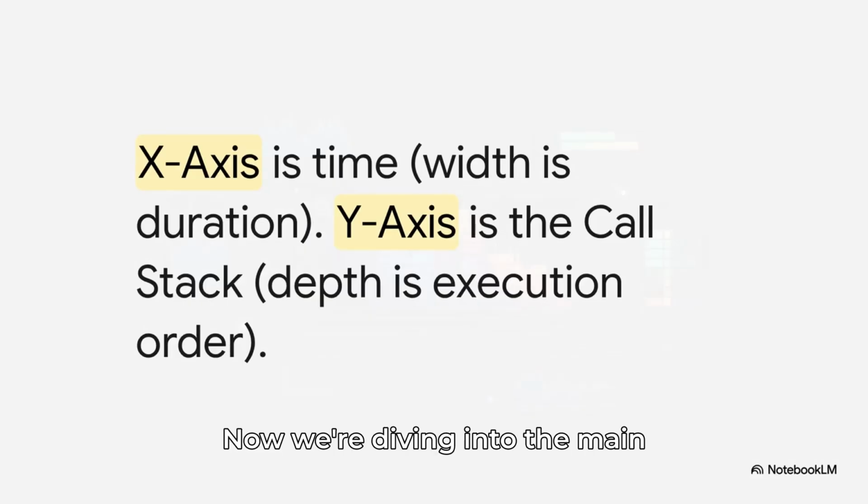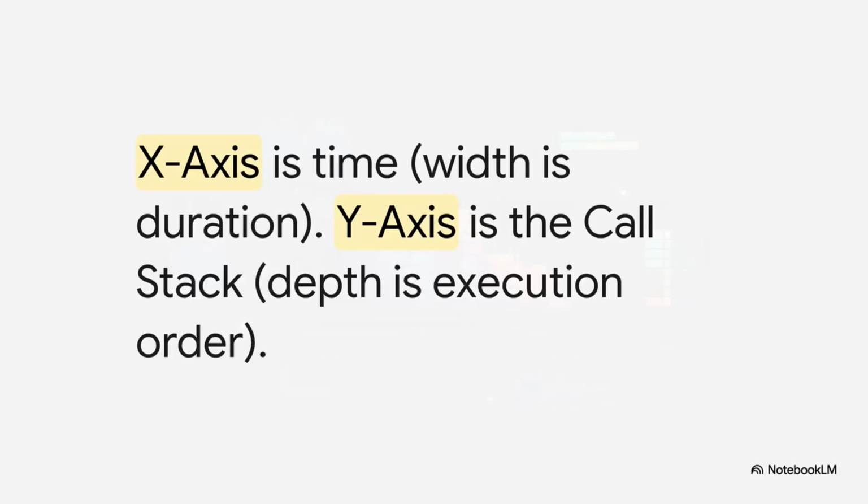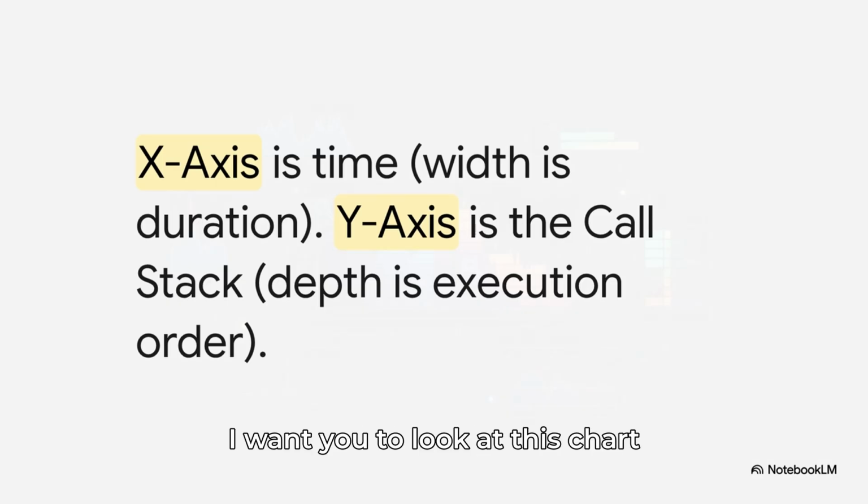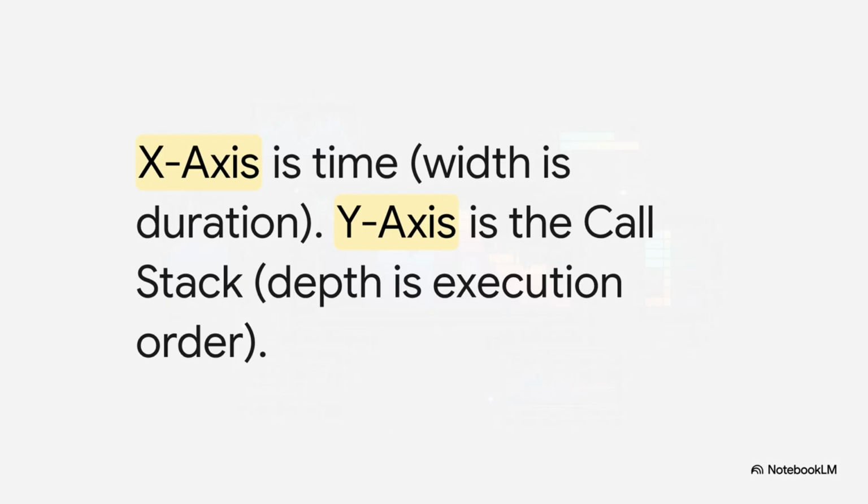Now we're diving into the main thread flame chart, which is basically the central piece of evidence in this whole investigation. I want you to look at this chart kind of like a topographical map or a landscape. The x-axis going across represents time. So naturally, the wider a block is horizontally, the longer that specific function took to run. Wide blocks equal massive performance stress.